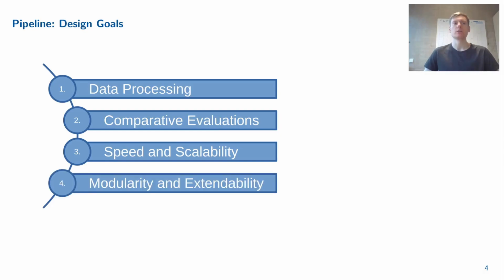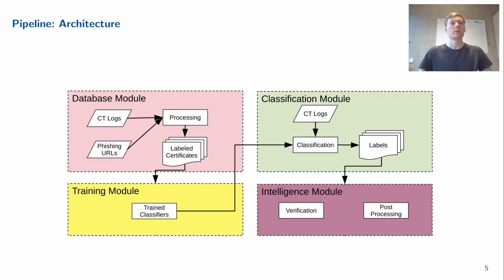Finally, the fourth design goal is modularity and extendability. As we made the source code publicly available, we wanted to make sure that it is relatively easy to extend and change the pipeline to fit the diverse needs of the research community in future work. With these goals in mind, we then created the pipeline.